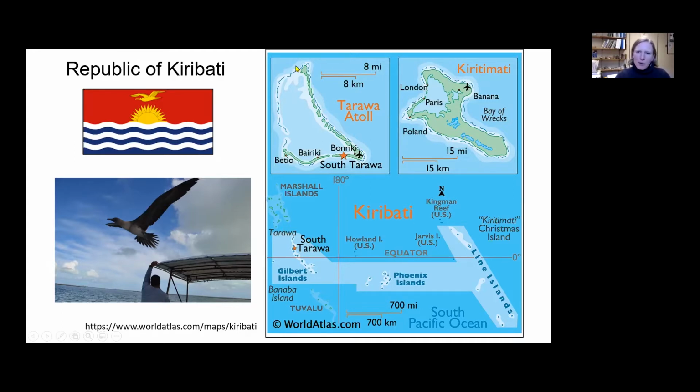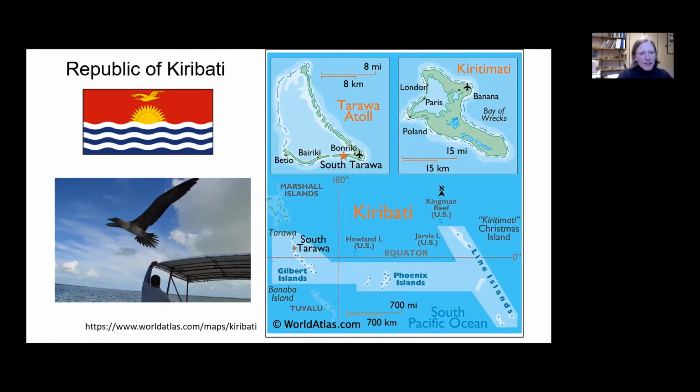The blow up maps up top are for the Tarawa Atoll, which is right here. And then there's the Tarawa Island, which is part of the Gilbert Islands. That's home to the capital of South Tarawa. And then they're also showing the Christmas Island, or Kiritimati, and that happens to be the largest island amongst the 33 islands that make up this nation.